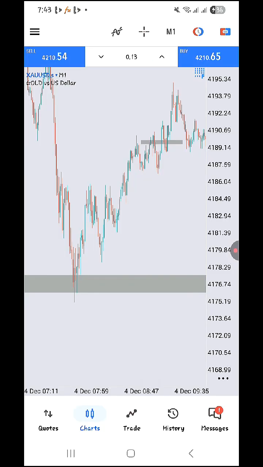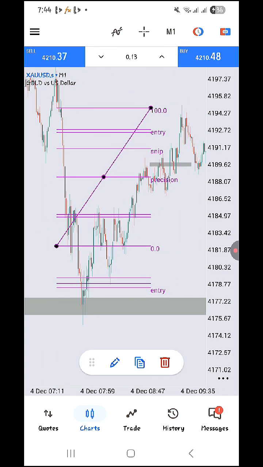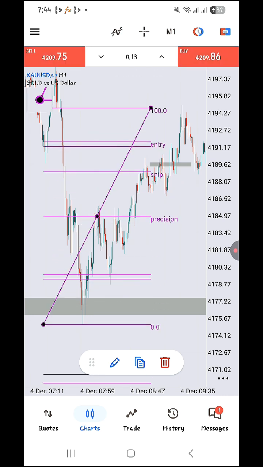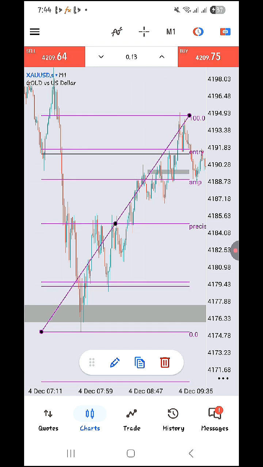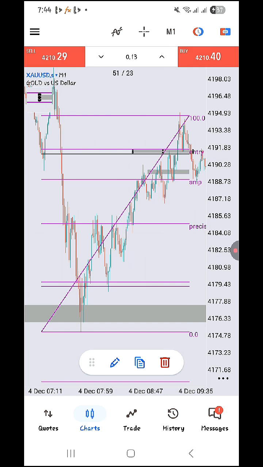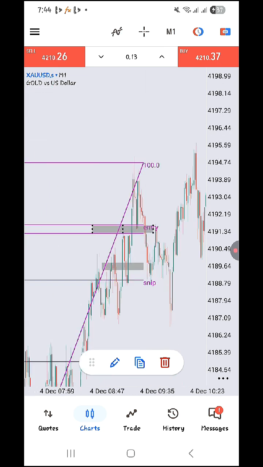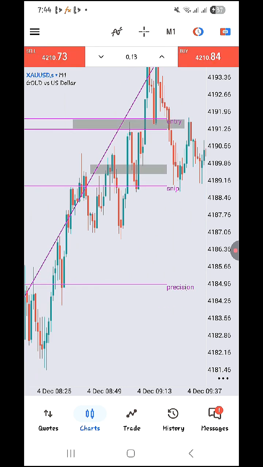First we had this zone, which is a supply zone, which I use for my levels. You can see at that level the market was supposed to retrace, and we have an entry there. The market did retrace at this zone. But the bias was a buy.